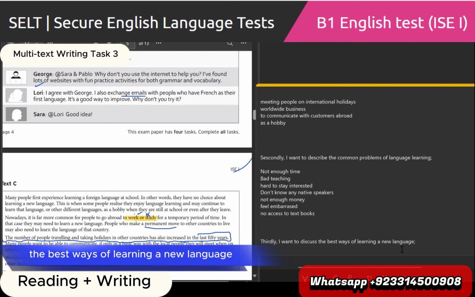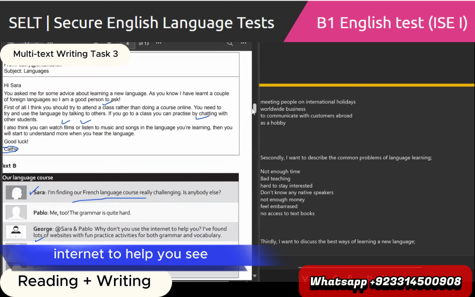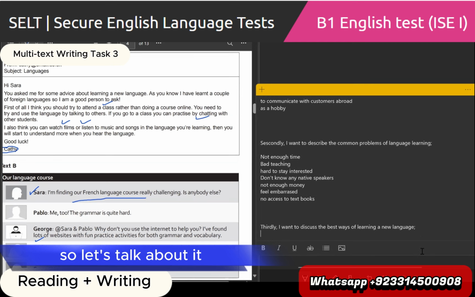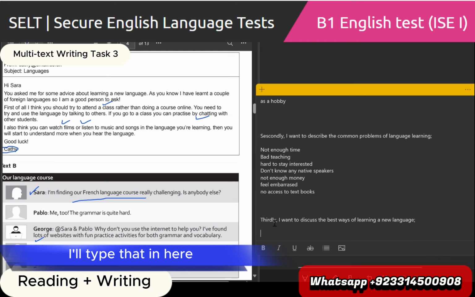I want to discuss the best ways of learning a new language. The best ways of learning a new language. Which paragraph talks about it? Internet to help you. I think B. A and B both. A also gives suggestions. So let's talk about it. Start giving me suggestions. I'll type that in here.